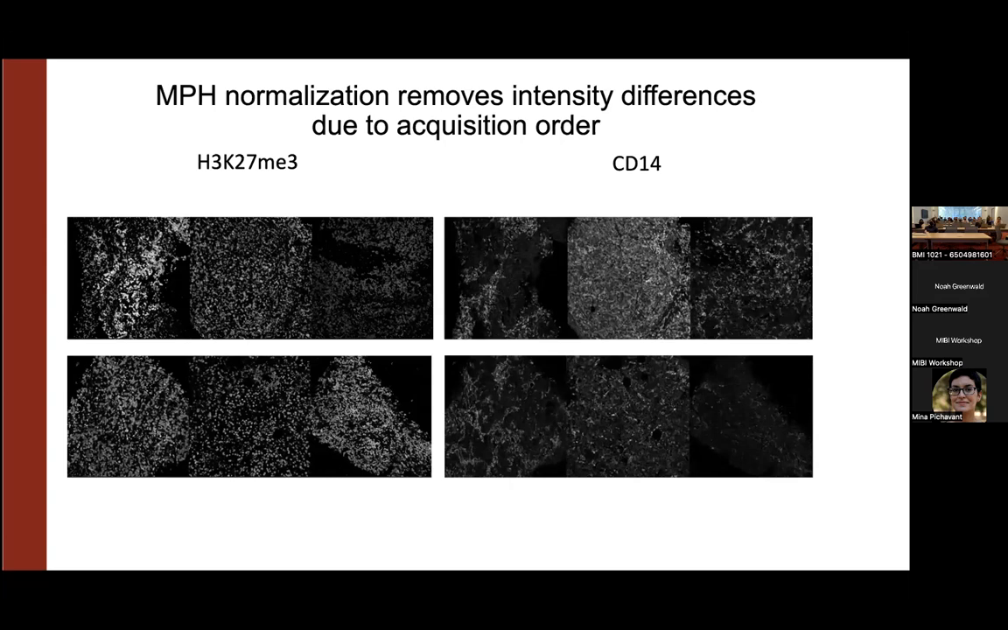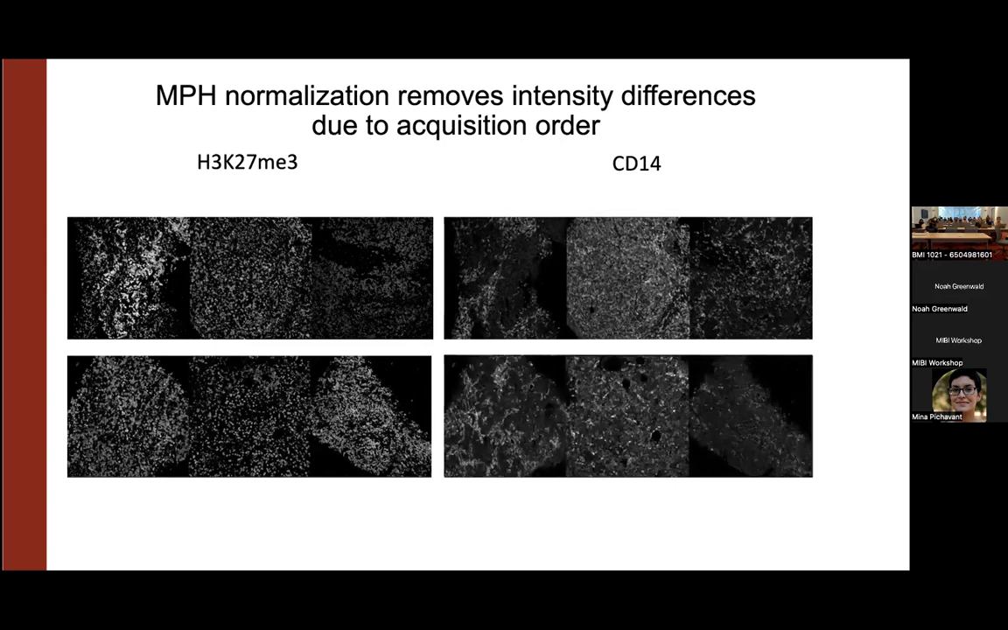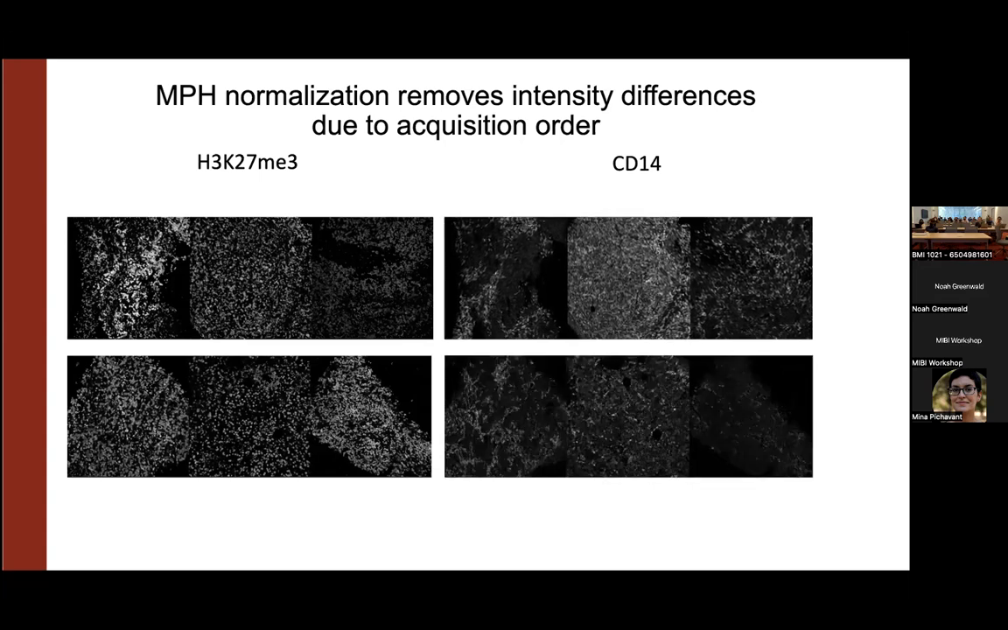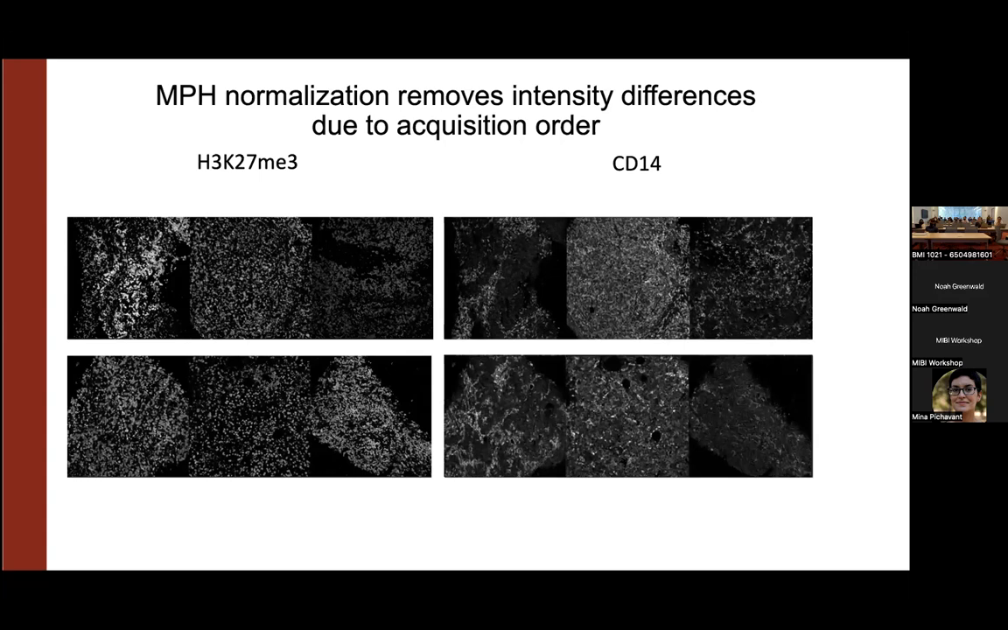On the right here is CD14, same story, before and after. This is an example of a different marker where it's selectively bringing up the dim images at the end of the run and is not modifying the already bright images at the start of the run.